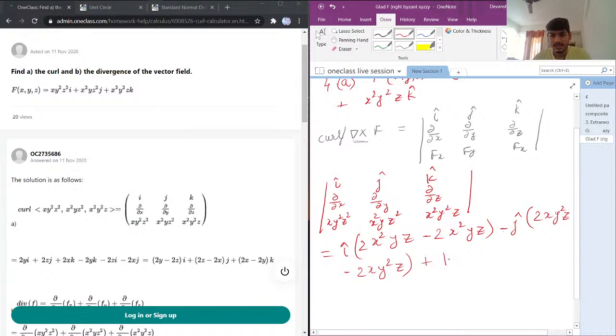Then we'll write k cap. K will be plus only. No problem with k. So for k cap again, I'll just show you. We block this row and this column and we'll multiply this with this and minus multiplication of this with this.